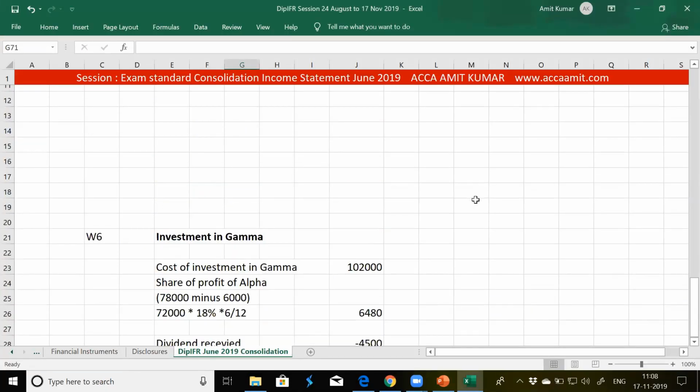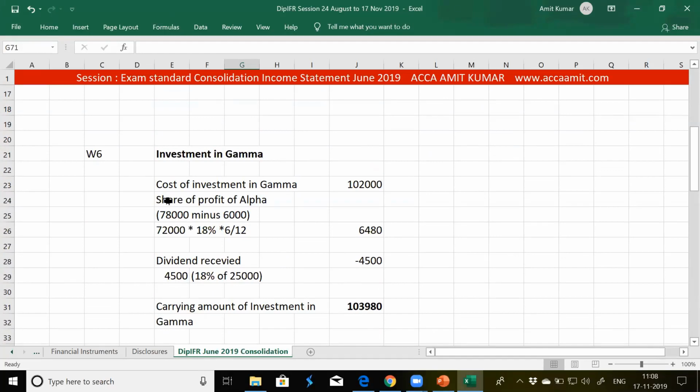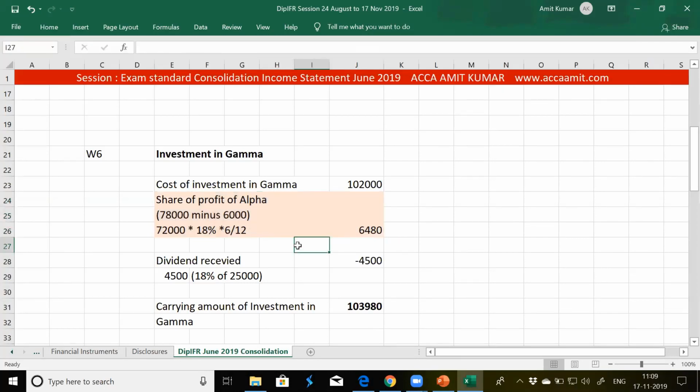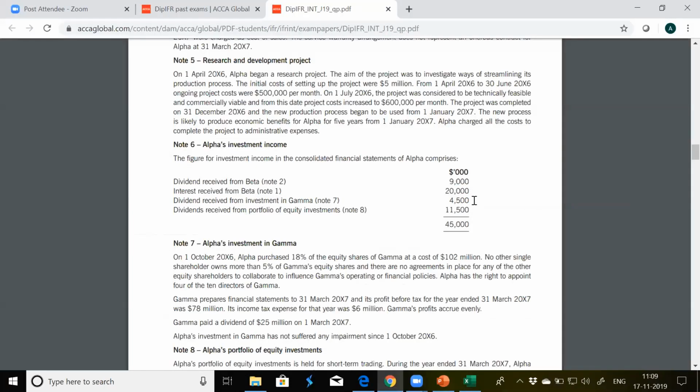How much is the share of profit? Share of profit for investment in Gamma has to be included as part of the income statement as a separate line item. So this 4,500 has no significance now. So this has already been removed from investment income. 29,000 will be removed. This 11,500 will remain, and this will increase by 7,500. How much is the total to be included as part of investment income?